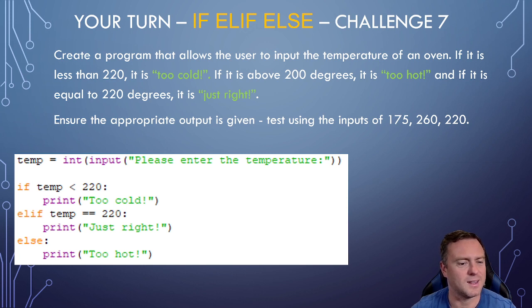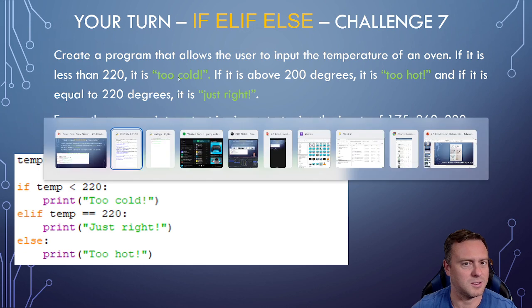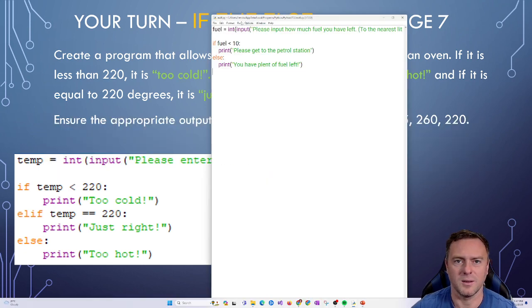So if the temp is less than 220, print out "too cold." Else if the temperature is equal to 220, print out "just right." Else print out "too hot." So let's build that real quick.